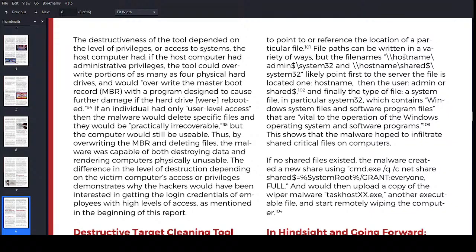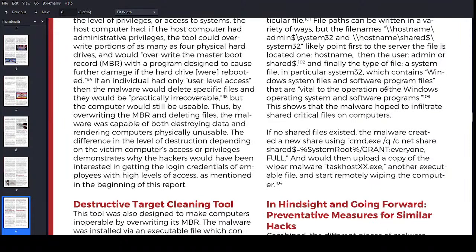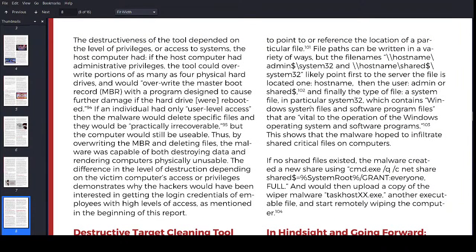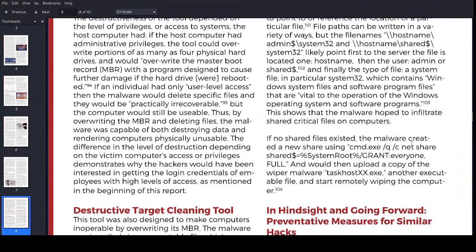The file paths can be written in a variety of ways, but \\hostname\admin$\system32 and \\hostname\shared$\system32 likely point first to the server the file is located on: one hostname, then the user, then admin or shared$, and finally the type of file, a system folder, particularly system32, which contains Windows system files and software program files that are vital to the operation of the Windows operating system and software programs. This shows the malware's hop to infiltrate shared critical files on computers.